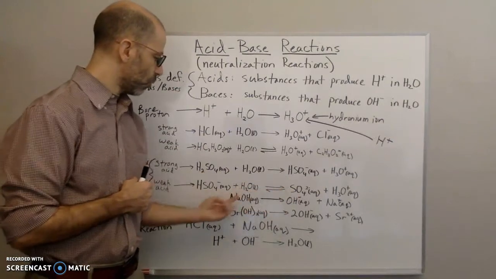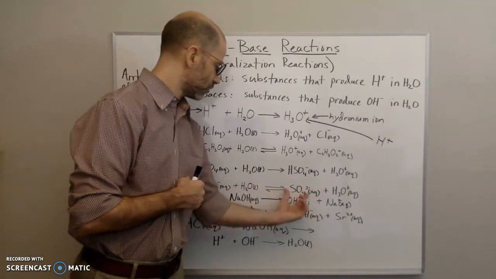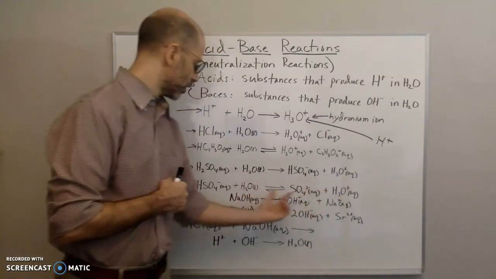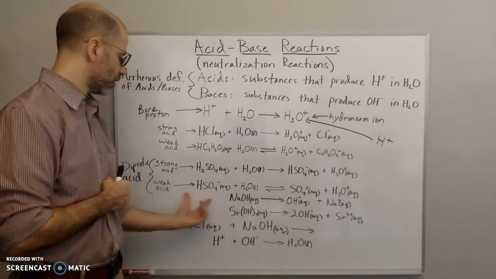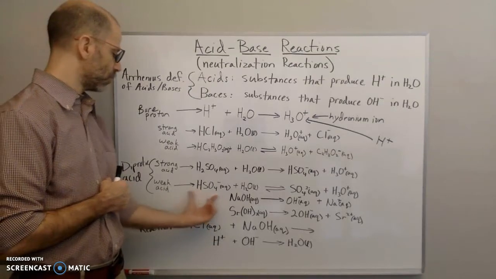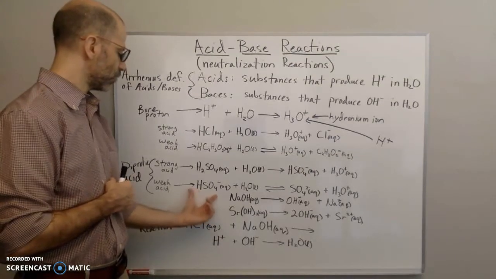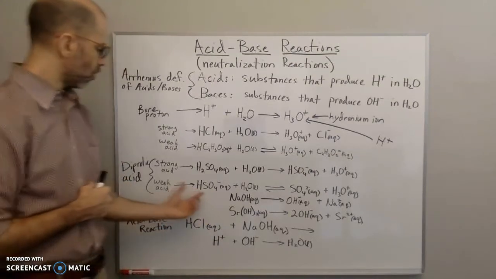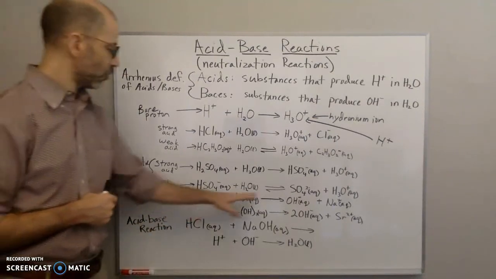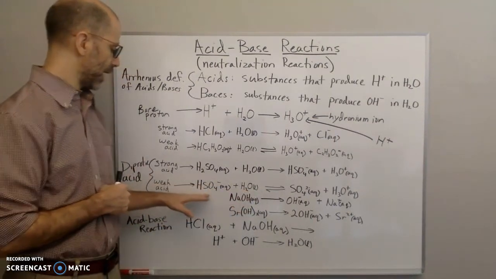But then it's going to go back. So some of this is the sulfate ion will take back the hydrogen. You'll get water, and then you'll get your weak acid back, your bisulfate ion, or your hydrogen sulfate ion. So this goes back and forth. So this is a weak acid.